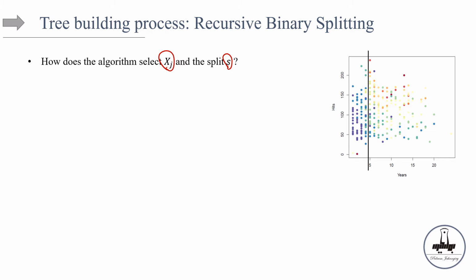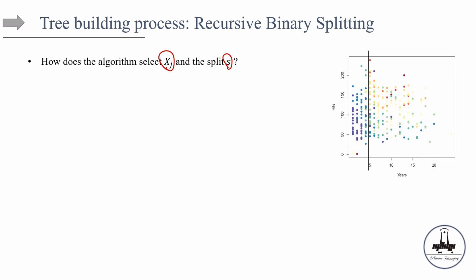So for that reason, we're going to take a top-down greedy approach that is also known as recursive binary splitting, right? It is top-down because it begins at the top of the tree and then sequentially splits the predictor space, the feature space. And each split is indicated by two new branches further down on the tree, right? So that's why we call it top-down.